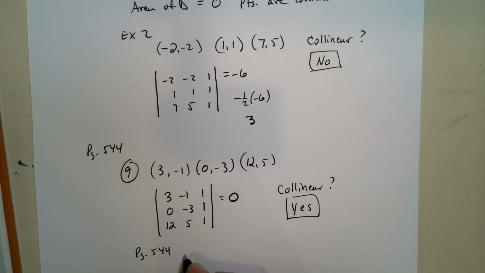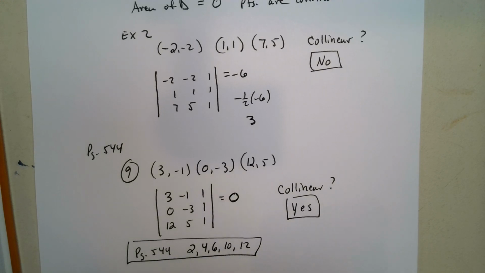So on page 544 for today, I want you to do number 2, number 4, number 6, number 10, and number 12. So 544, 2, 4, 6, 10, and 12.